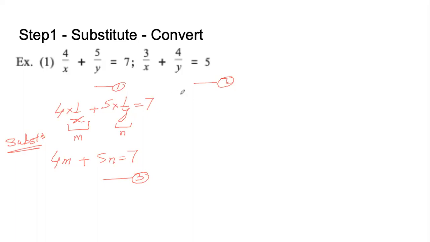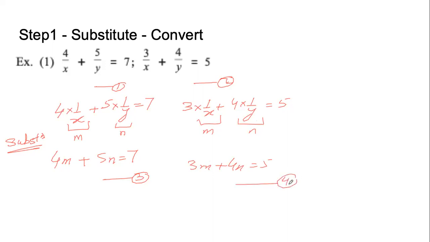So the second equation, we see it is 3 into 1 by x plus 4 into 1 by y equals 5. We can do the same substitution, m and n. So the new equation becomes 3m plus 4n equals 5. This is the first step. We are doing the substitution to convert the non-linear equations into linear equations.